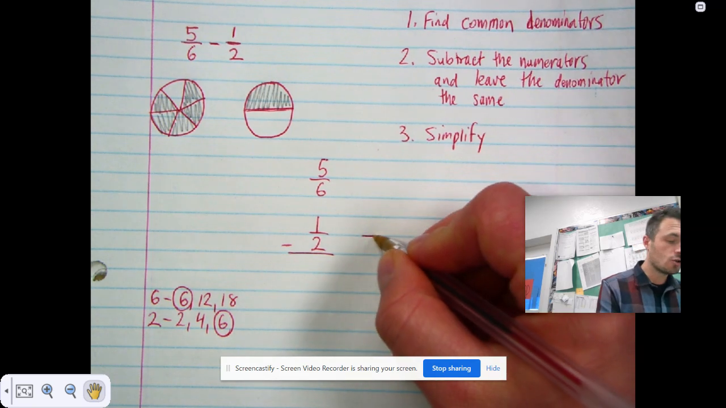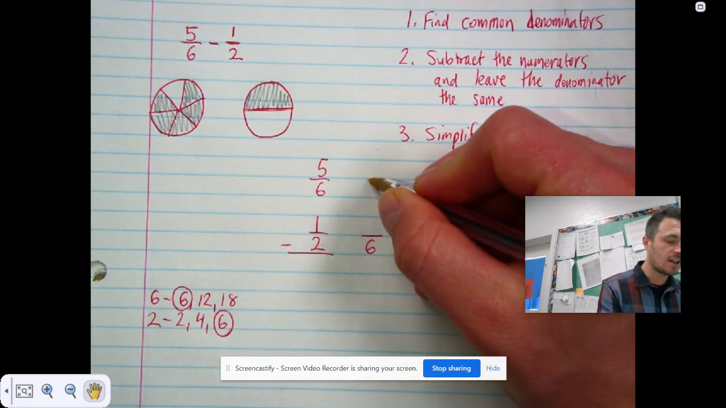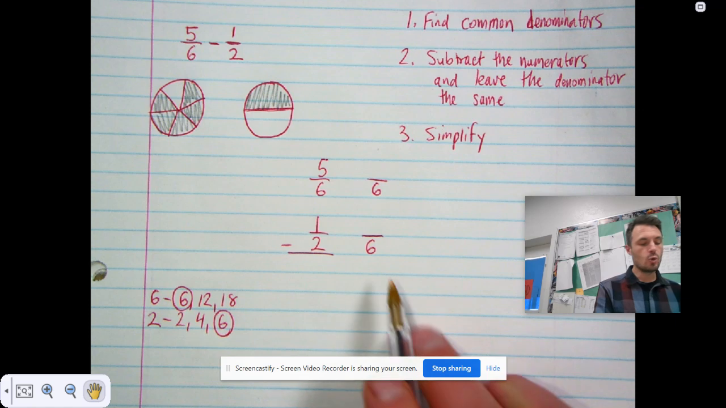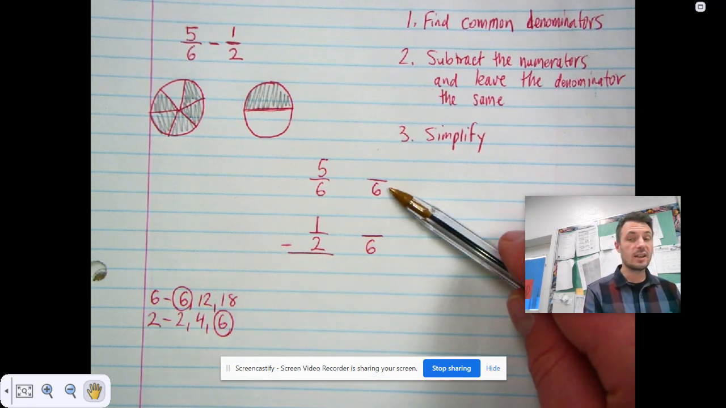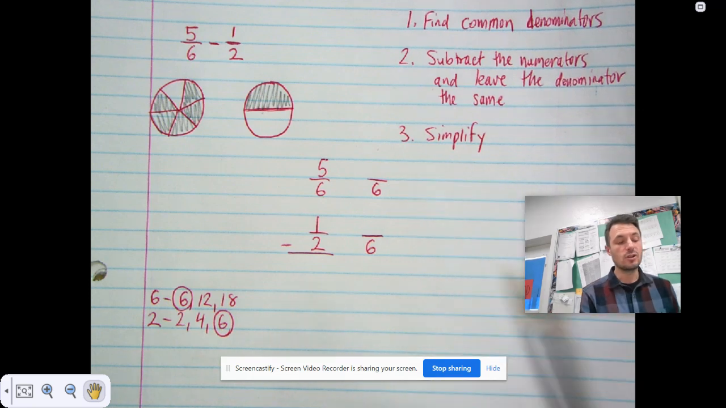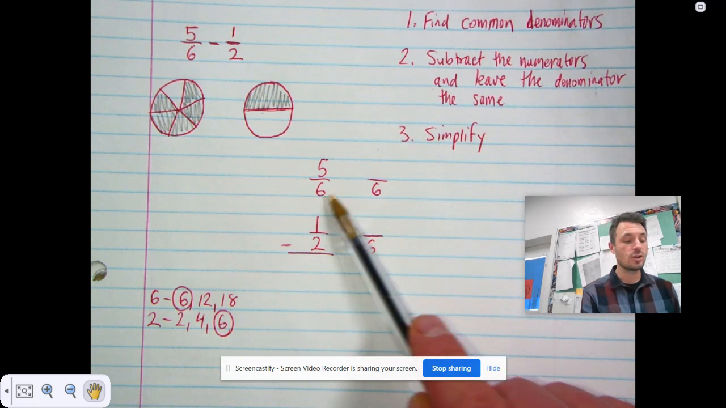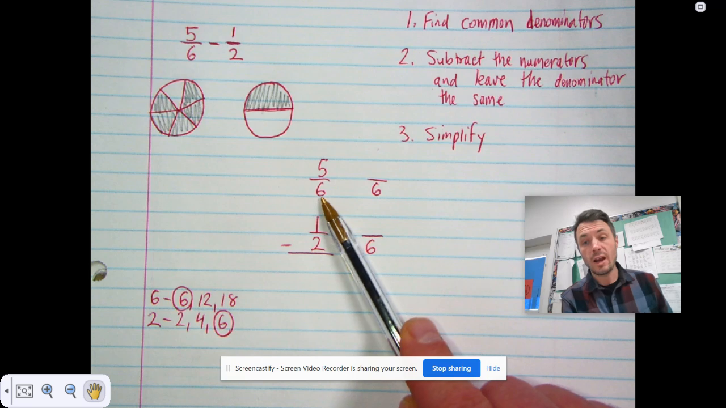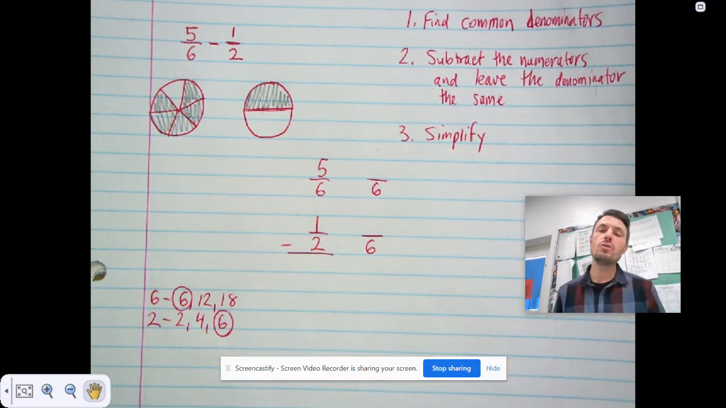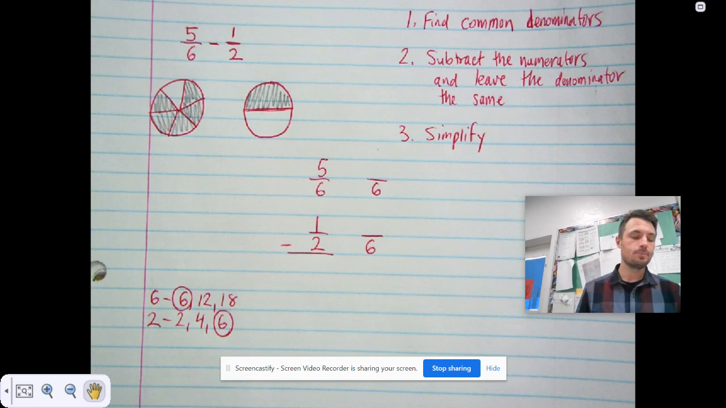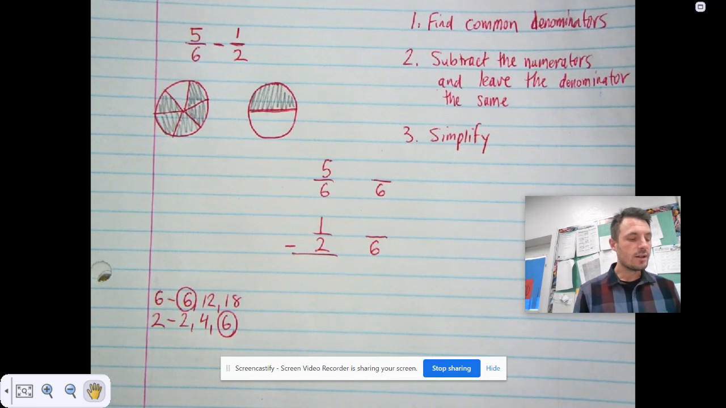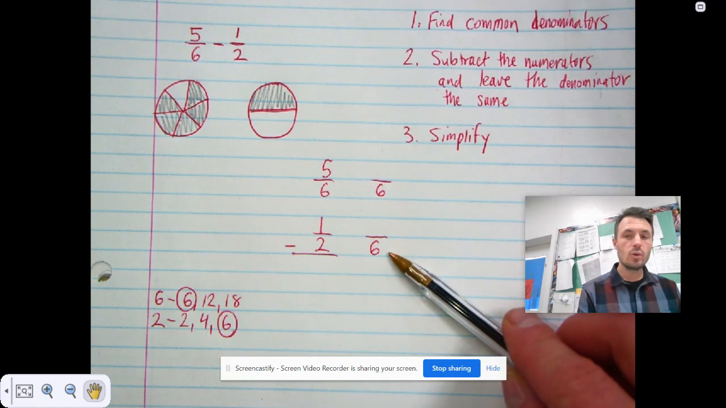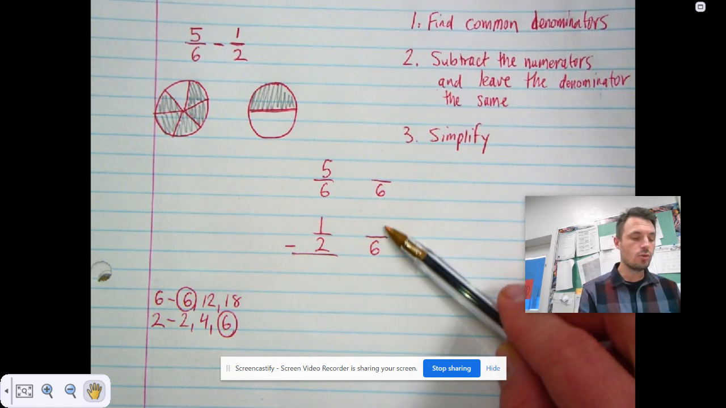I'm going to make new fractions off to the side that are going to be equivalent fractions to the one next to them, but they're both going to have 6 as a denominator. Now, I actually don't really have to make a new fraction here because this one already has 6 as its denominator, but I'm going to anyways, just so you can see the process, because it doesn't always work out like that. Okay, so now that I have my new denominators, I need to make my new numerators.